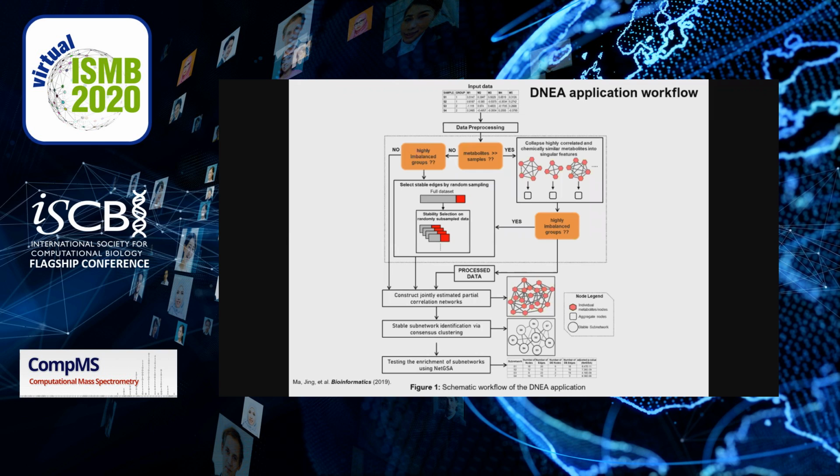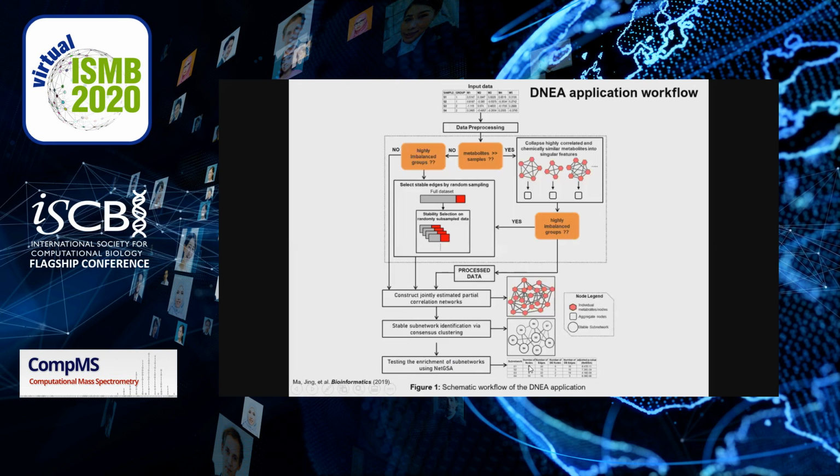We have recently developed a novel bioinformatics tool called DNEA that can build differential partial correlation networks from metabolomics data, perform unsupervised clustering of the network to identify densely connected subnetworks, and finally assess the enrichment of these subnetworks using the network-based gene set analysis or NetGSA algorithm.